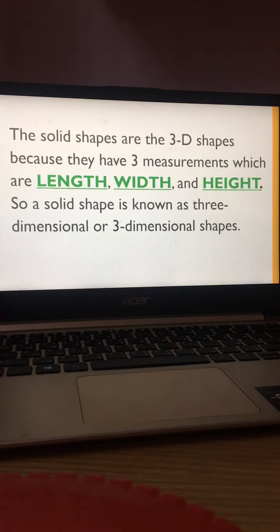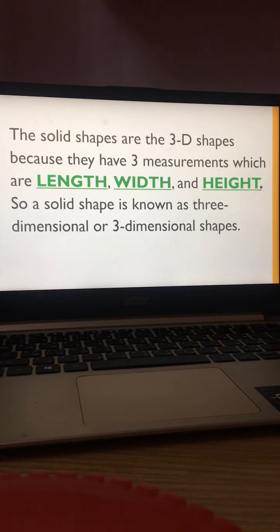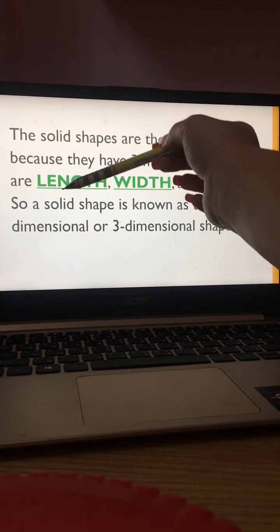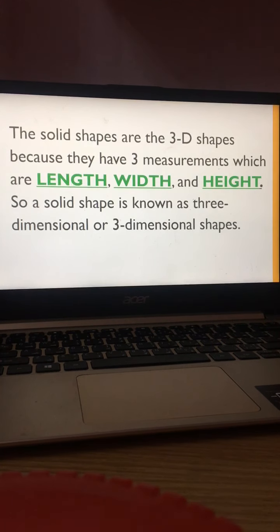Again, solid shapes are 3D shapes because they have three measurements, while the 2D shapes have only two measurements, which are the length and the width. Now we are going to add one more measurement to the 3D shapes, which is called height. So this is the main difference between the 2D shapes and the 3D shapes. A solid shape is known as a three-dimensional shape.